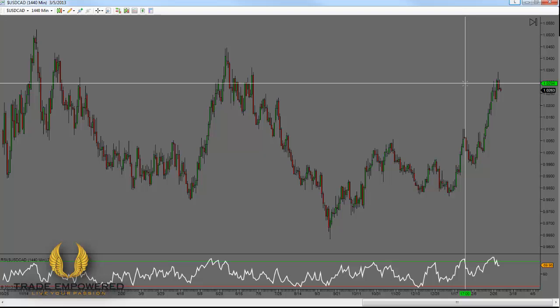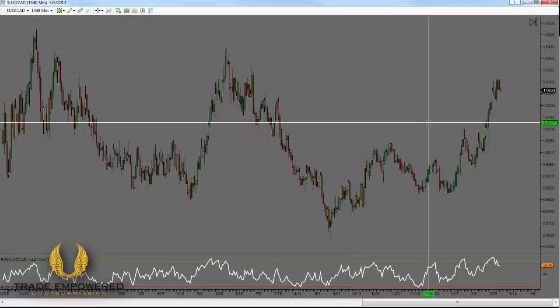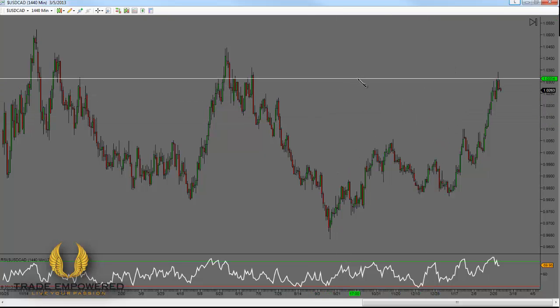But if you look closely, and I'll give you a few seconds to try and see if you can see what this pattern is. All right, got it. If you look closely, what we have is a big bat pattern forming on dollar CAD.